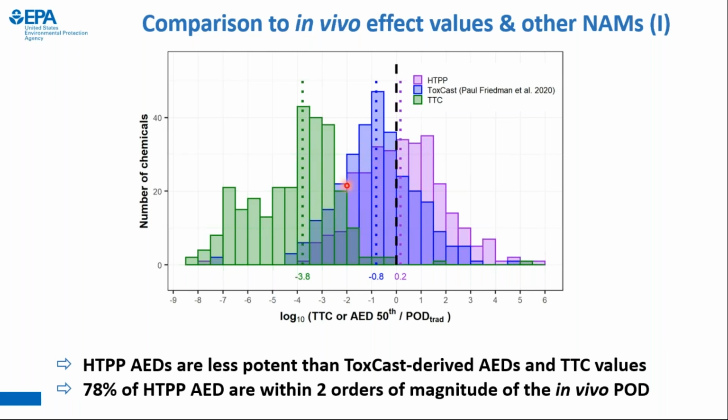You can also see that the blue histogram, which is the ToxCast data, is shifted to the left, so it generally has lower values. And the threshold of toxicological concern in green is even more shifted to the left. It is well known that this gives generally protective estimates, but they're not very predictive of the in vivo toxicity.